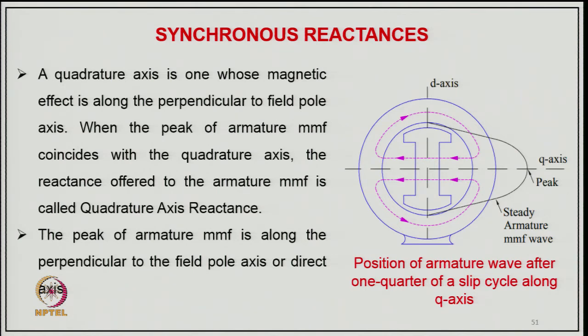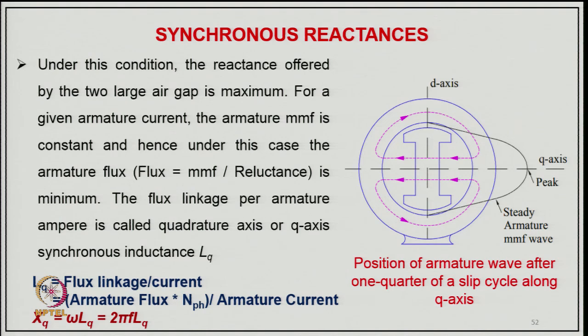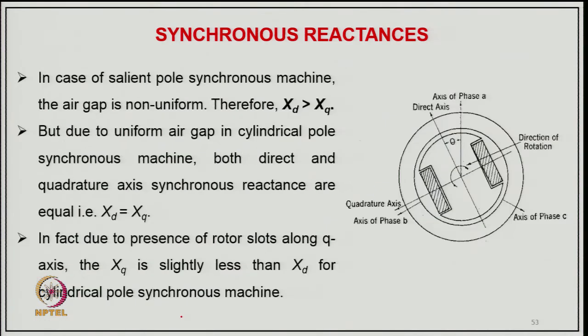Peak armature MMF is along the perpendicular to this. The position of armature MMF is one quarter of a slip angle along the q axis. Under this condition, the reluctance offered by the large air gap is maximum for a given armature current. The armature MMF is constant, and hence under this condition armature flux is minimum. Thus the flux linkage per armature current gives the quadrature axis synchronous reactance. So Lq equal to flux linkage, and Xq equal to omega Lq, that is 2 pi f Lq.